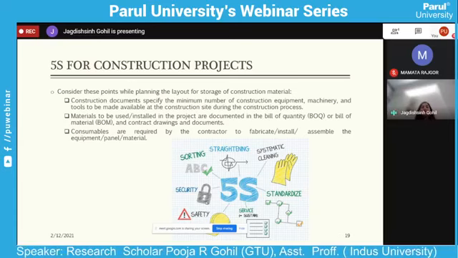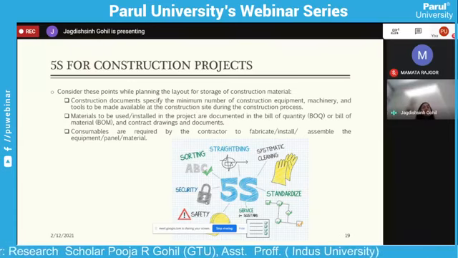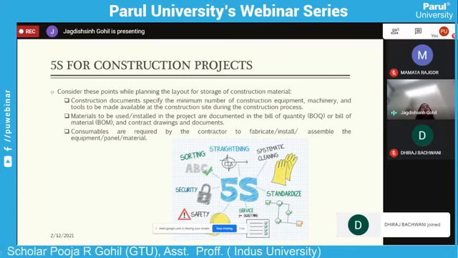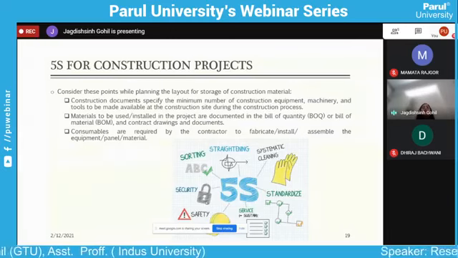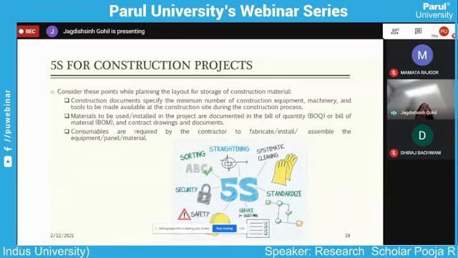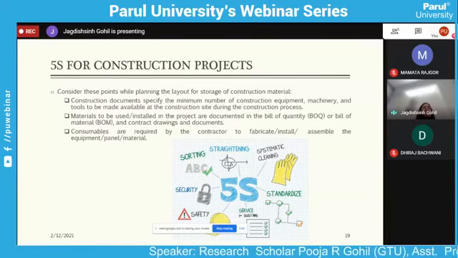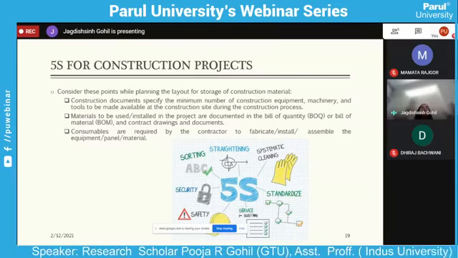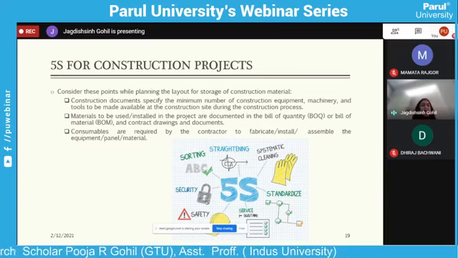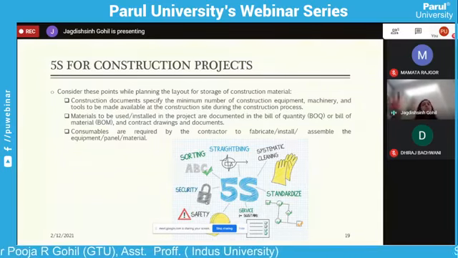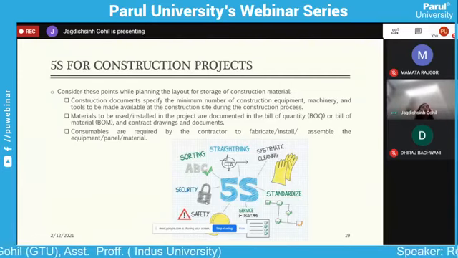First, regarding documents, construction documents should specify what number of equipments you have on your site. So the minimum number of construction equipments, machinery and tools required on a particular project should be documented or noted down. Second, what all materials are used in a project should be documented in what we call a BOQ or BOM, bill of quantity or bill of materials. And based on that, you should list out that you have so and so quantity of material and they are stacked at so and so places.